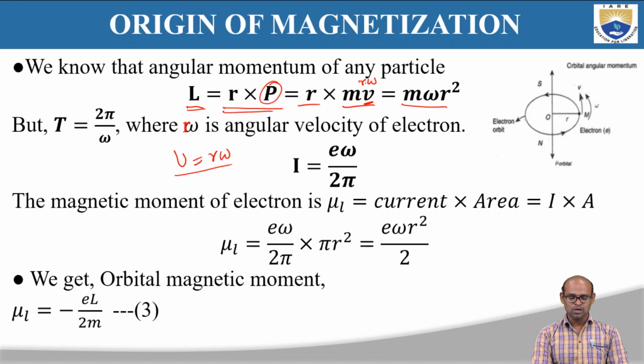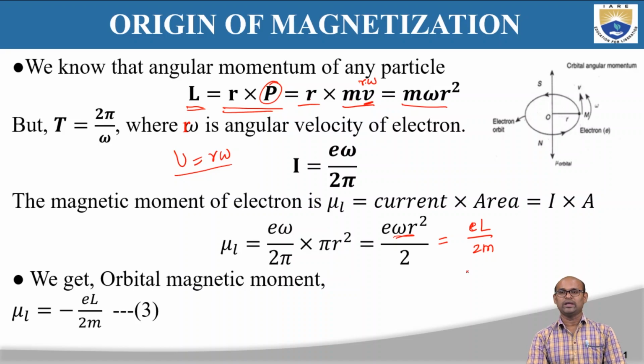Very good. Now the magnetic moment of the electron we have derived is eωr²/2. Now I am going to write this equation in terms of angular momentum. So I have eωr², but here I have L in terms of mωr². If I want m in the numerator, I should divide by m. So there will be eL, and μ_L is equal to eL/2m.